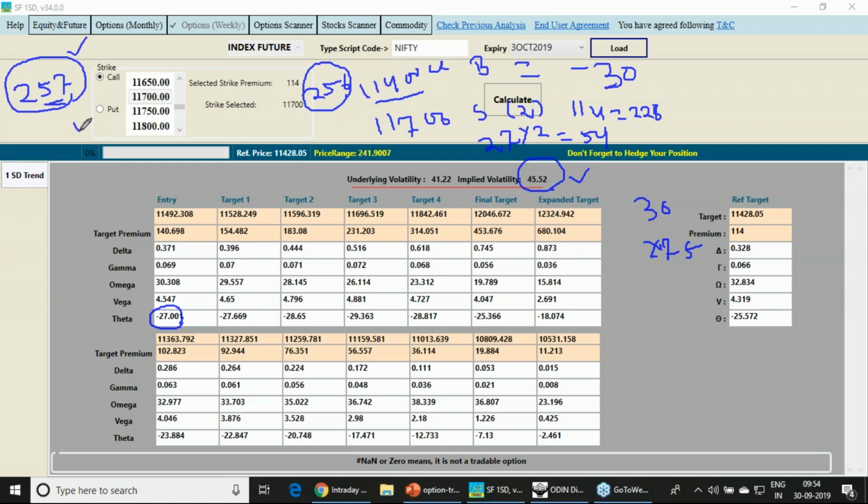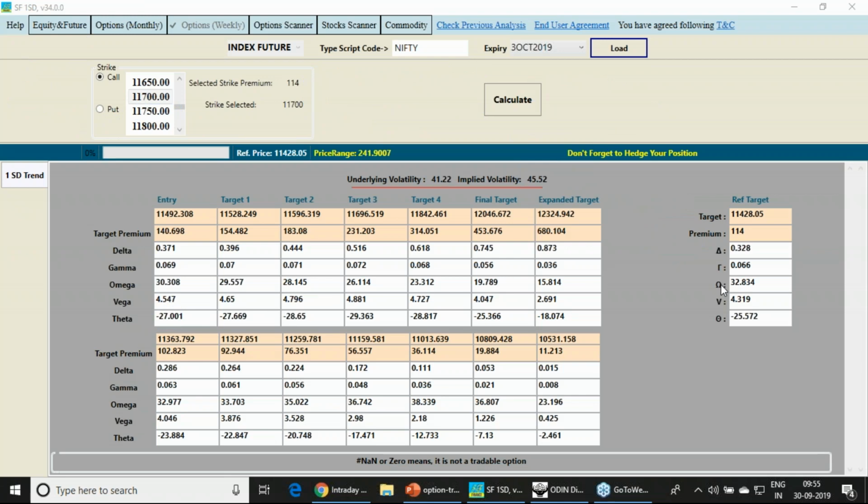So I am adding 11,400 with 257, which gives me 11,657, and I am choosing the next strike, which is 11,700. That's all. So this is the process. This is why I am choosing this strike, 11,700.